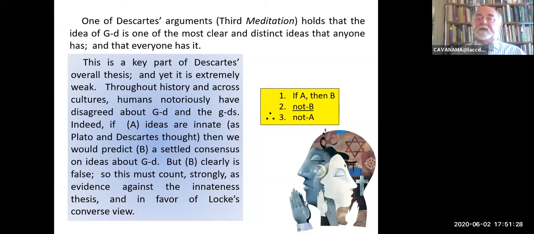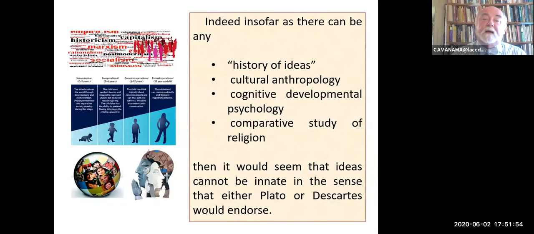When we read Descartes' Meditations, the third meditation, he's going to argue that the idea of God is one of the most clear, distinct ideas that anyone has, and everyone has it. It's something that's innate in us. Yeah, that's pretty weak. I mean, humans notoriously differ about the gods. We would predict, if Descartes was right, that there would be a settled consensus about God, but there isn't. There's absolute dissensus throughout the various world religions.